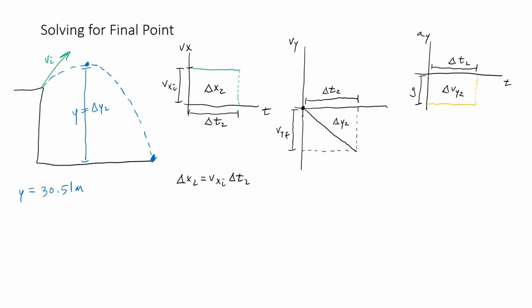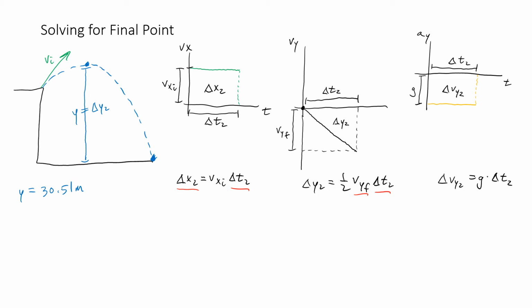First graph gives us this. Second graph is a triangle. And the third graph. So all the results here are very similar to what it was on the previous part of the problem. The main difference is that different things are known, different things are unknown. I do not know how far the ball travels, nor do I know how long it takes. But this time the y height is known. That 30.51, that is the total amount of distance it's going to fall to get from the highest point to the ground. So that's going to be a known, whereas the velocity at the end and the time would be unknown.